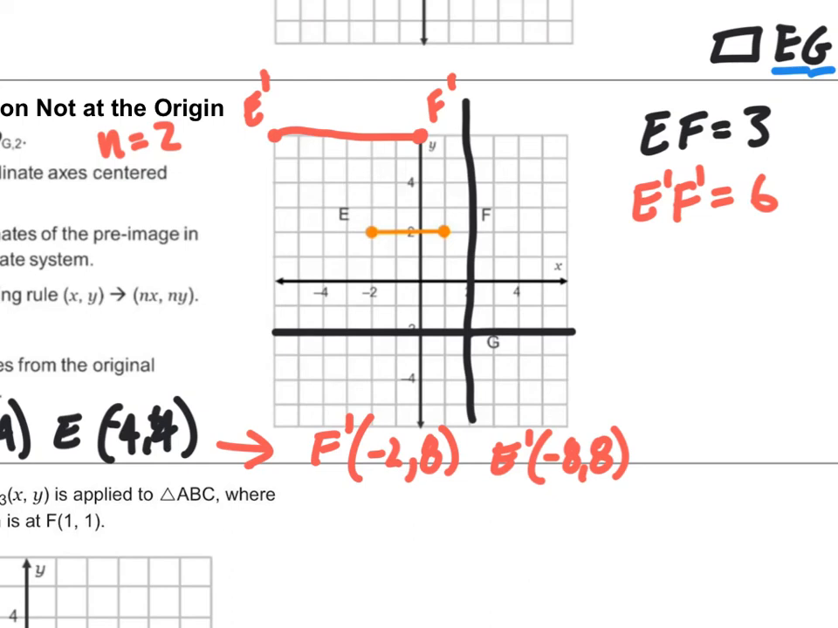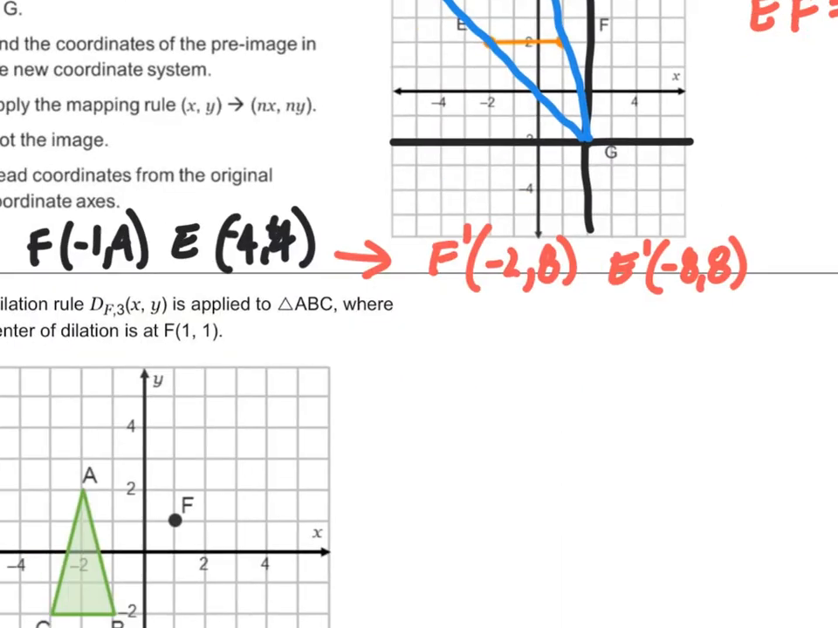The other cool thing about this is that if I connect F prime and F and keep going, it'll bring me down to point G. Same thing with E prime and E. That'll bring me back down to point G. So that's what we've got going on.